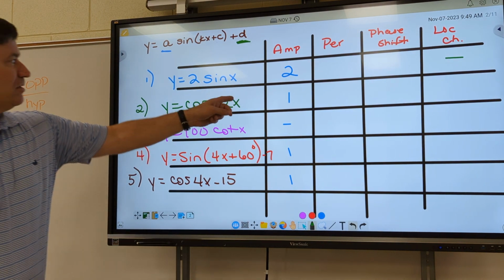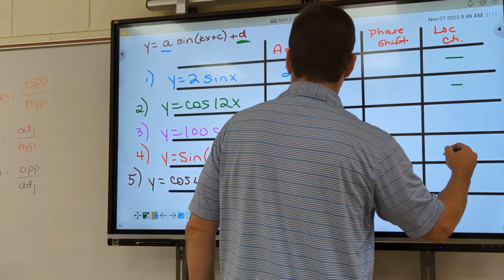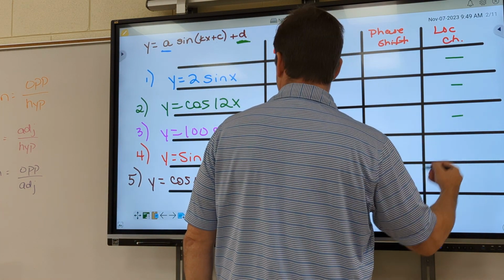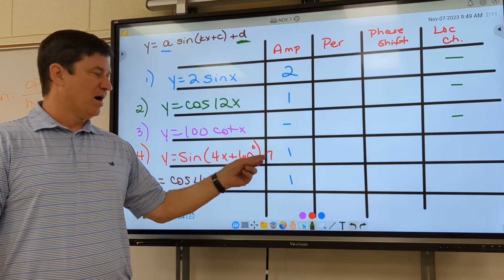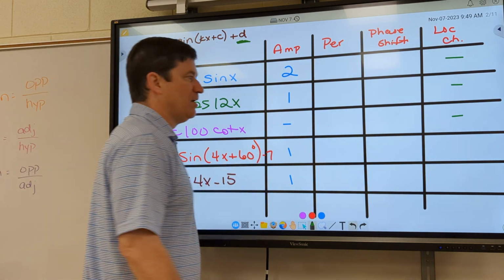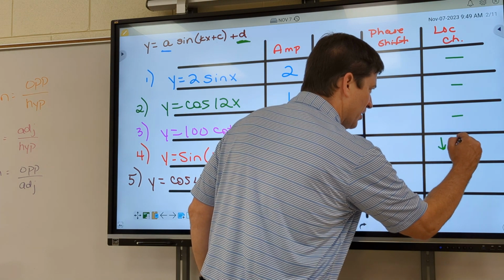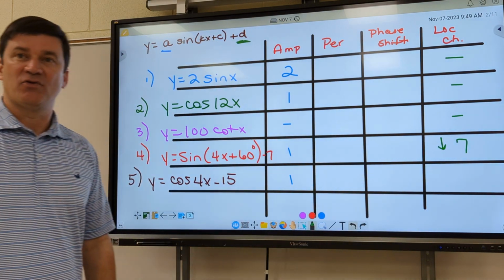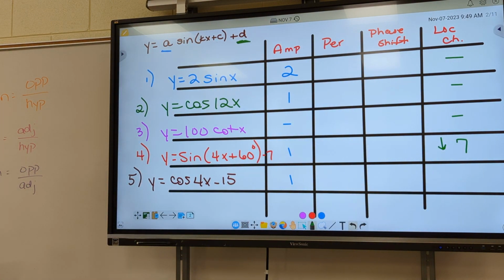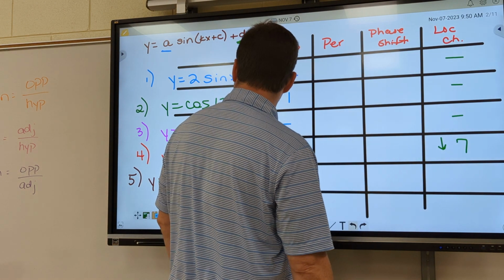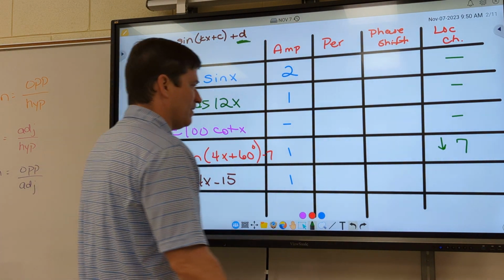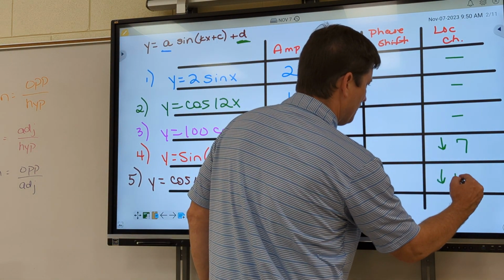Number 2, no location change. Number 3, no location change. Number 4, we got one. Would it be down 7? All right, so it's either going to be up 7 or down 7. So we're going to write arrow down and 7. If you had rather write out the word down, D-O-W-N, that's fine. All right, number 5, what is it, Laney? Down. Laney's got it. 5 is down 15.